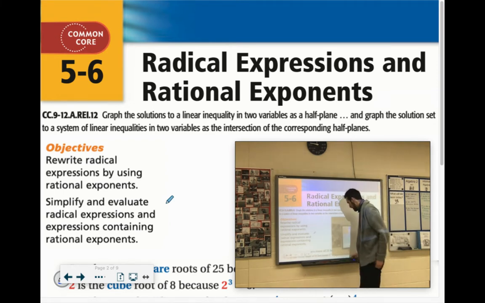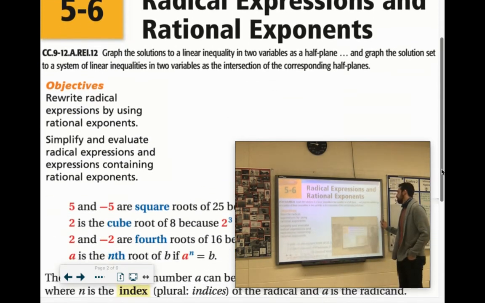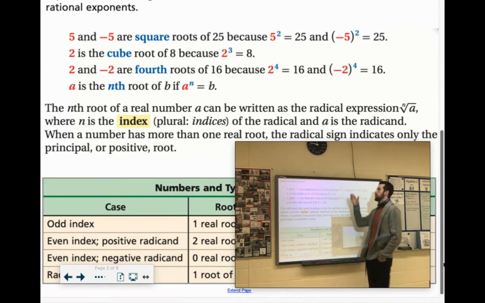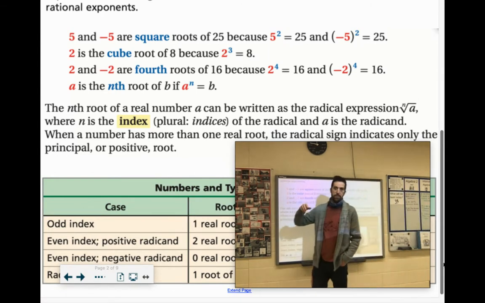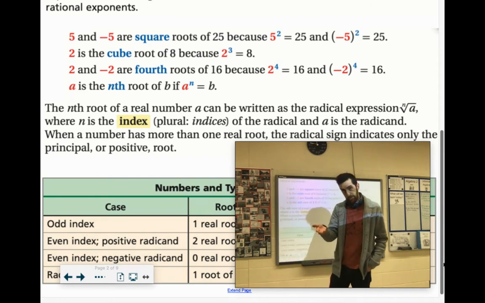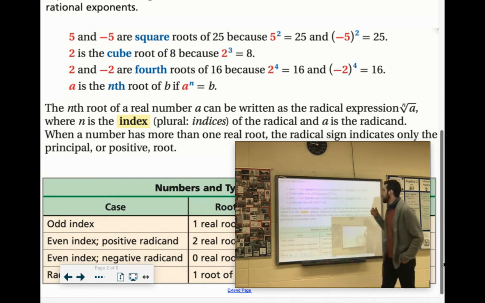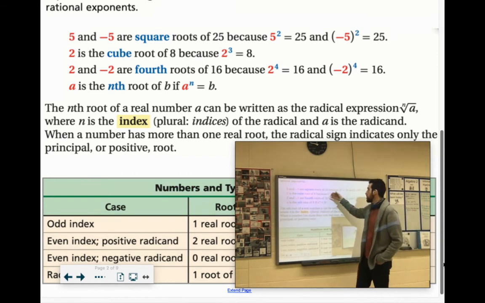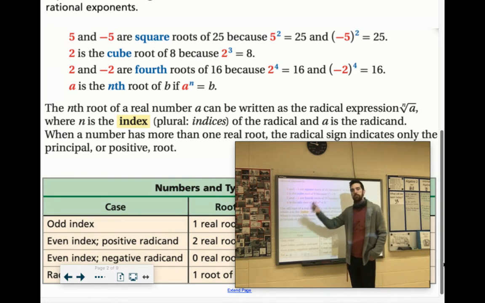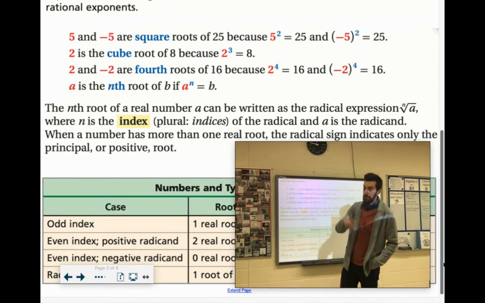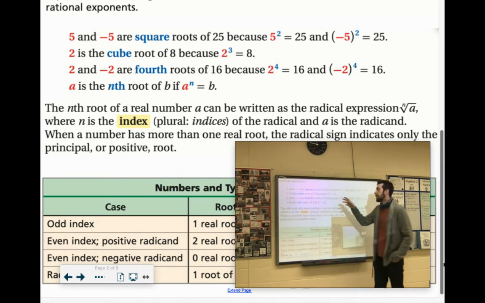So first thing we're going to talk about is the number of roots. If you are square rooting 25, there are two square roots. It could be 5 or it could be -5. Whenever you are taking a cube root, you can only have one answer, right? So the cube root of 8 is just 2, because if you did -2, -2 times -2 times -2 would come out, sorry, to -8.